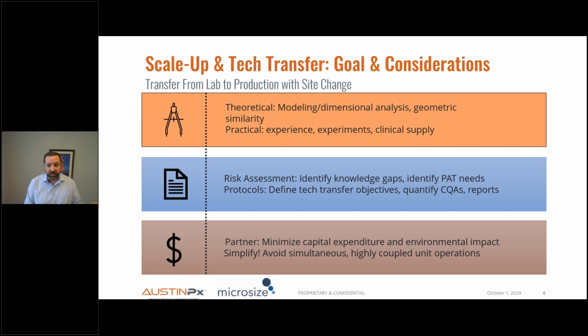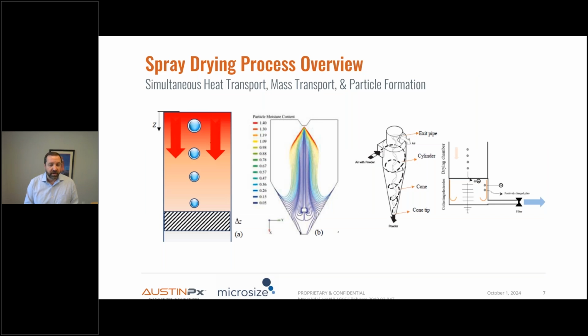But what I really want to focus on for this topic is simplifying the process, attempting to avoid simultaneous, highly coupled unit operations. And this is where we find the ASD space is challenged. So for example, when we employ a spray drying process to develop an amorphous solid dispersion, process engineers and scientists and manufacturing staff have to simultaneously demonstrate control of the heat transport processes that are happening as droplets are flowing through the spray dryer.